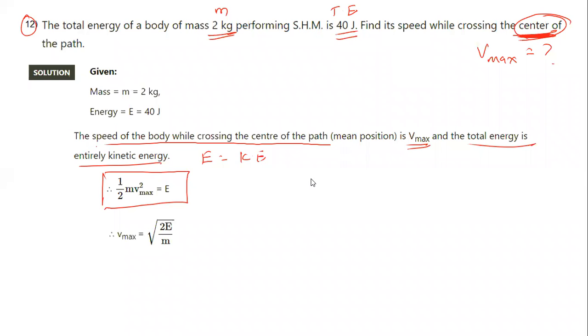Now let me substitute the values. So we get under root 2 into 40 divided by 2. 2 get cancelled. So here root 40 is coming 6.324. It's a velocity, so meter per second. So this is the speed while crossing center of the path and speed at mean position.